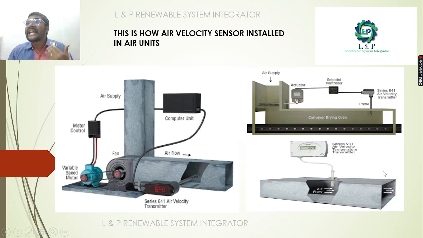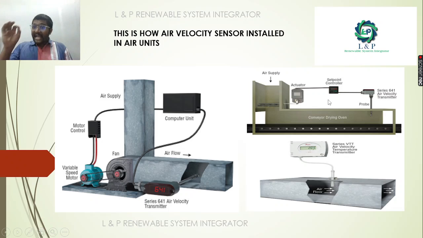Even in certain places like conveyor dryers and ovens, we can use the air velocity sensor. So we can keep the set point in the controller, so that based on the input from this air velocity sensor, the actuator will operate. Okay, it will enable the air supply.